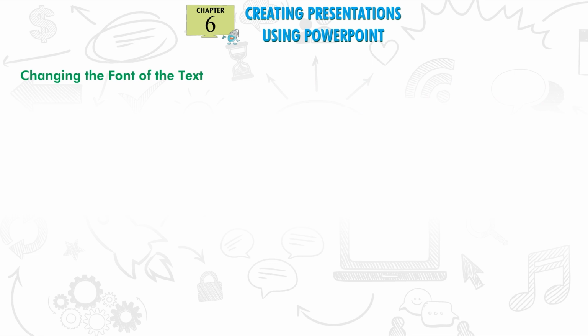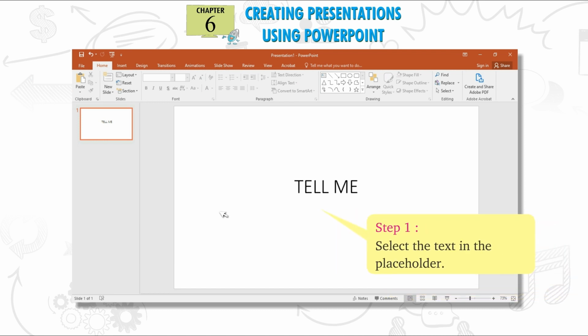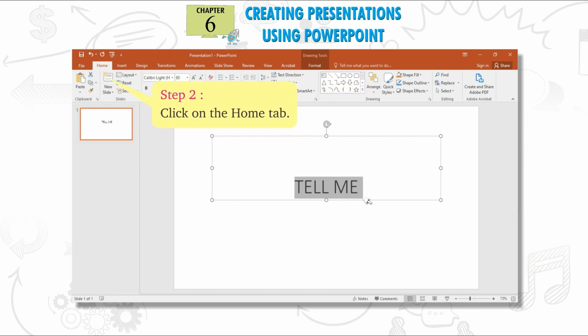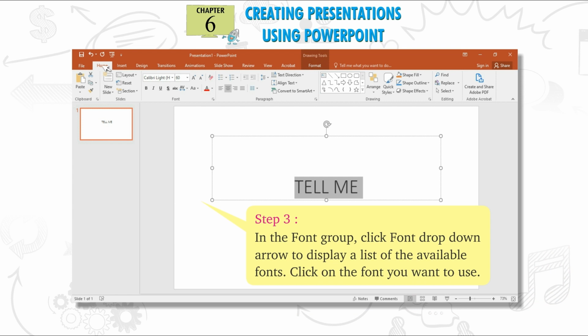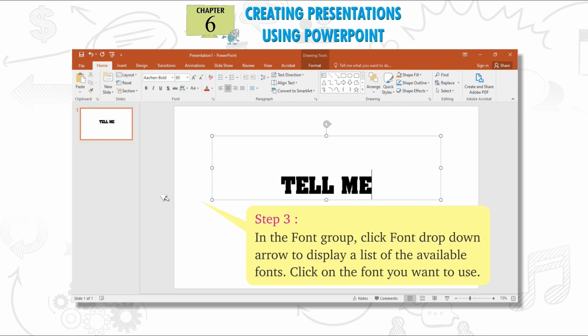Changing the font of the text. You can change the font of the text to enhance the appearance of a slide. Step 1. Select the text in the placeholder. Step 2. Click on the Home tab. Step 3. In the font group, click Font drop-down arrow to display a list of the available fonts. Click on the font you want to use.